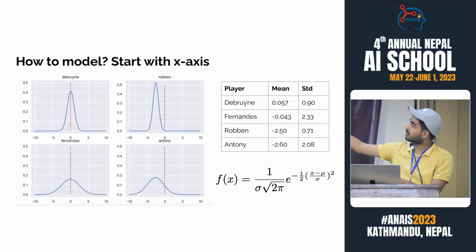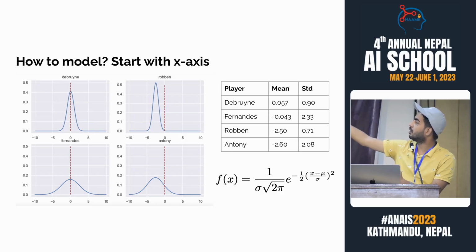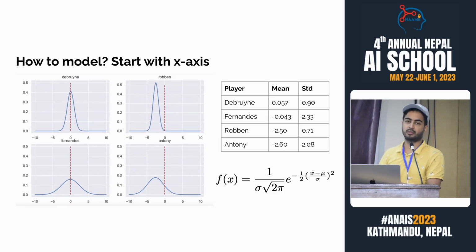And as we just saw earlier, De Bruyne has both a low mean, close to zero, and low standard deviation. Robin has very low standard deviation, but high bias from zero, a high shift from the central value. And the other two guys, whatever we compute basically represents what we saw earlier, right?